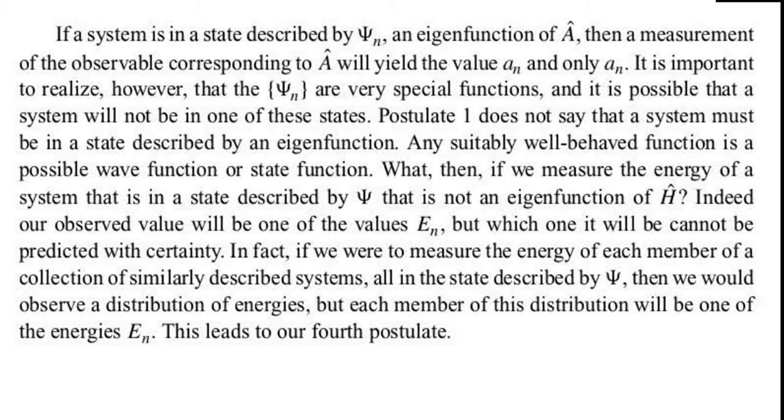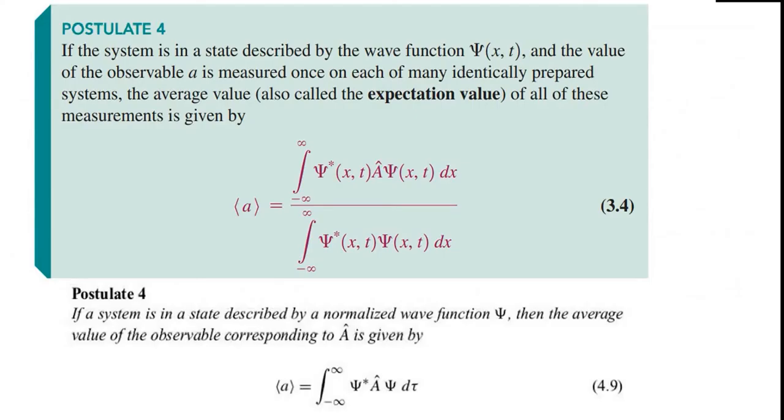So this leads to our fourth postulate. It tells how you can have an average value of any observable using some function. If the function happens to be an eigenfunction, then there is no problem. Even if it is not an eigenfunction of the corresponding operator, you can still get the value, but in an average sense. So how will you get the average? That is the fourth postulate. Now you see the fourth postulate. What does it tell?